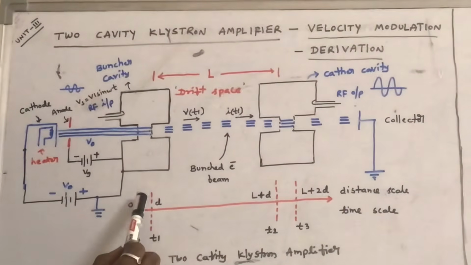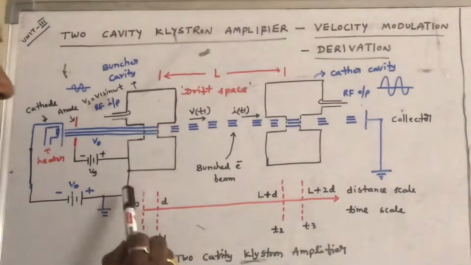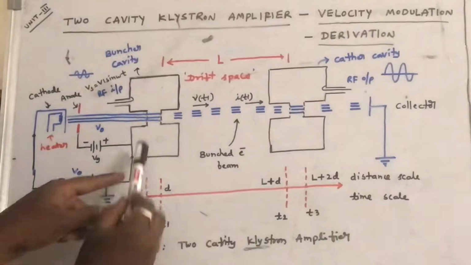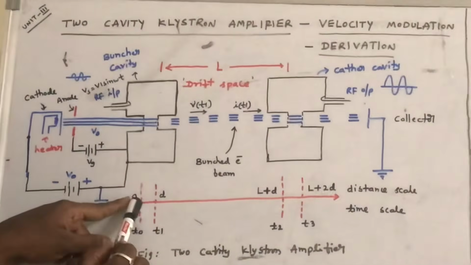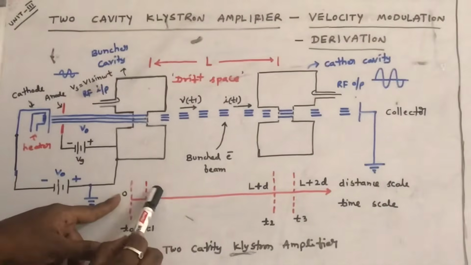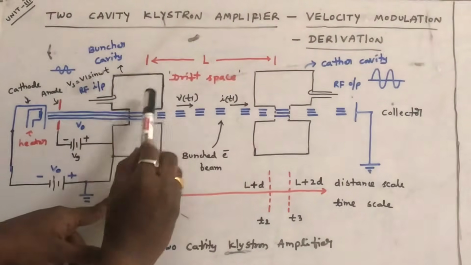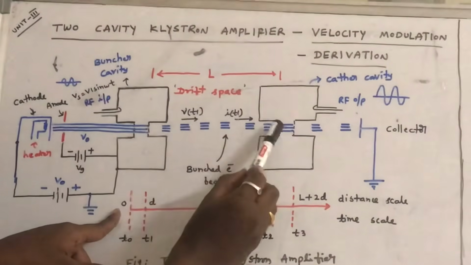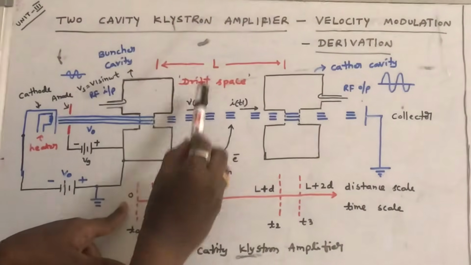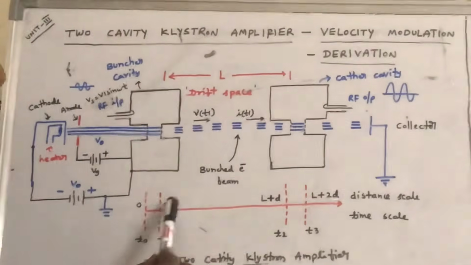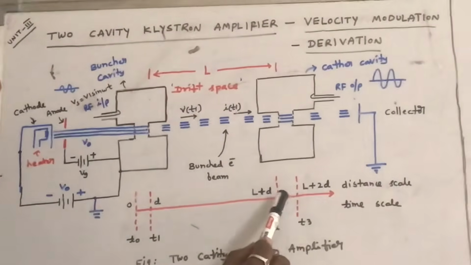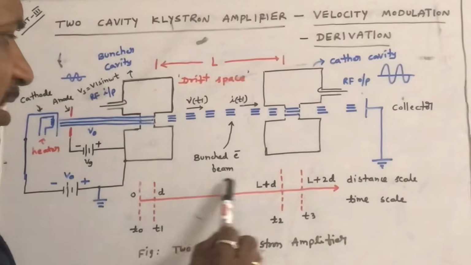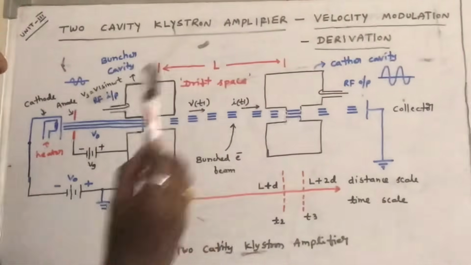Let us see other dimensions. The upper one is the distance scale, the lower one is the time scale. The buncher cavity starts at 0. The cavity gap is a distance of d. The distance between the two cavities is called the drift space of length L. So d plus L becomes L plus d, and again this distance is d, so it becomes L plus 2d. This is the distance scale of these cavities.